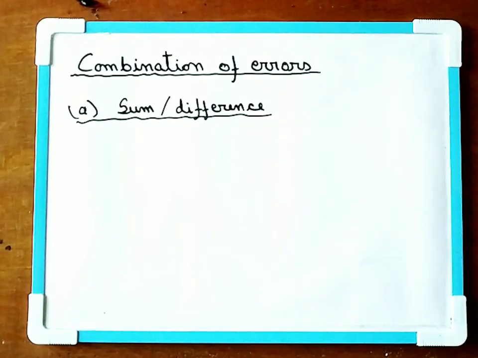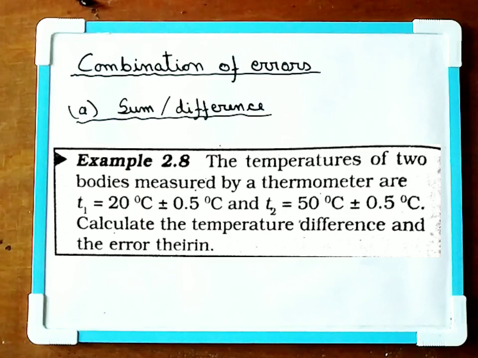Alright, so if we have this example, the temperature of two bodies are being measured by a thermometer, and they are found out to be the body number 1, T1, is equal to 20 degrees Celsius plus minus 0.5 degree Celsius, and that of body 2 is T2 and is equal to 50 degrees Celsius plus minus 0.5 degree Celsius. Now calculate the temperature difference and the error therein.